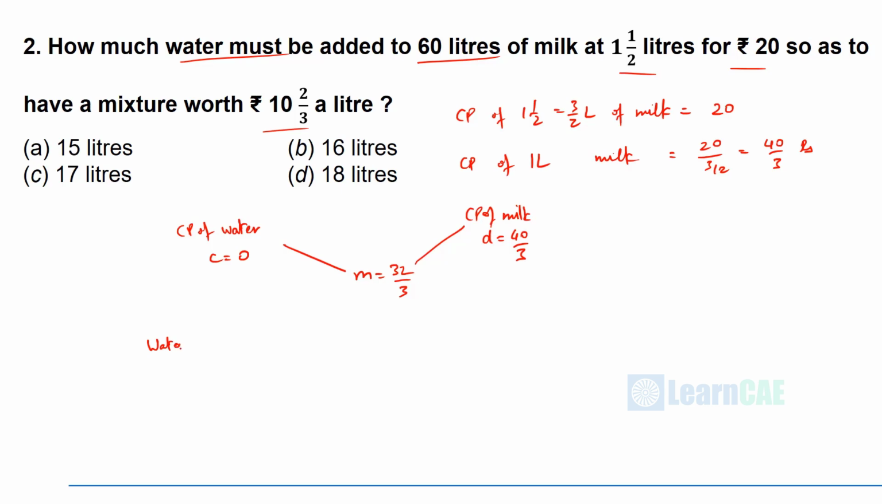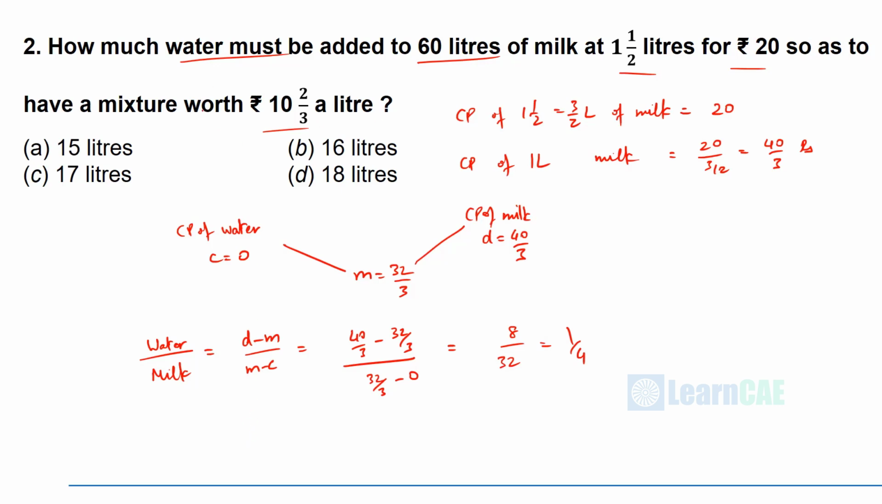So, water to milk is equal to, the answer is D minus M by M minus C. So, D is 40 by 3 minus 32 by 3 divided by M is 32 by 3 minus 0. So, this is equal to 40 minus 32, that is 8 divided by 32. This is equal to 1 by 4. Therefore, the ratio of water to milk should be equal to 1 by 4 to have a mixture worth 10 2 by 3 rupees a liter.